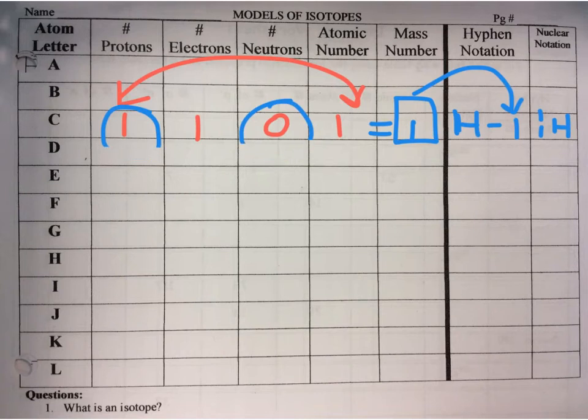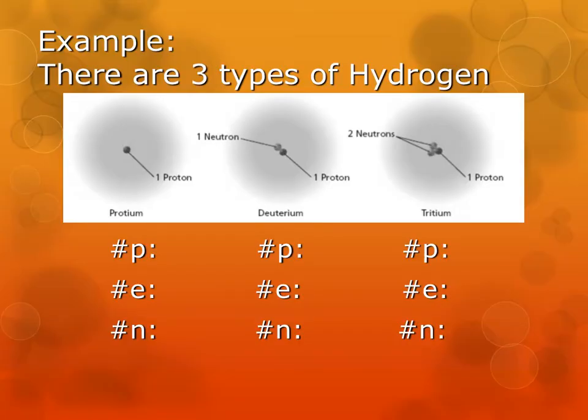If I wanted to compare that to atom D, I would say he had 1 proton, 1 electron, but he had 2 neutrons. So his atomic number is still 1. They have that in common. But to find his mass number, I add the protons plus the neutrons for a total of 3. So this is called hydrogen-3, and it looks like 3 over 1 H.